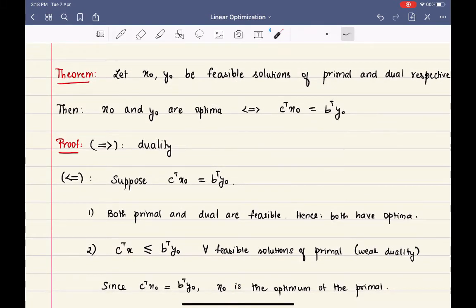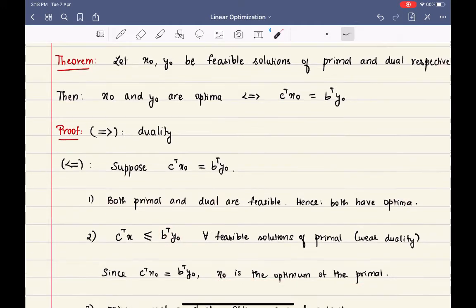Now, from weak duality, we can infer that if you take any arbitrary solution of the primal, C transpose x will be at most B transpose y for any arbitrary solution of the dual, and in particular if you take y0, C transpose x will be less than or equal to B transpose y0. So the primal is bounded by B transpose y0, and since C transpose x0 equals this bound, x0 attains this optimum cost and hence x0 is the optimum of the primal.